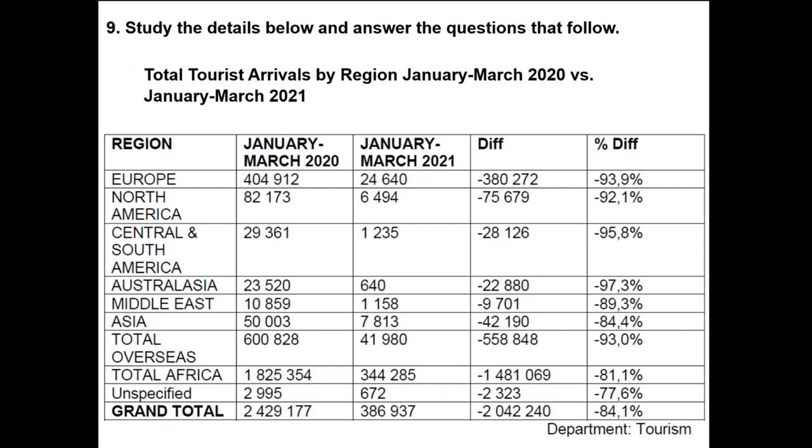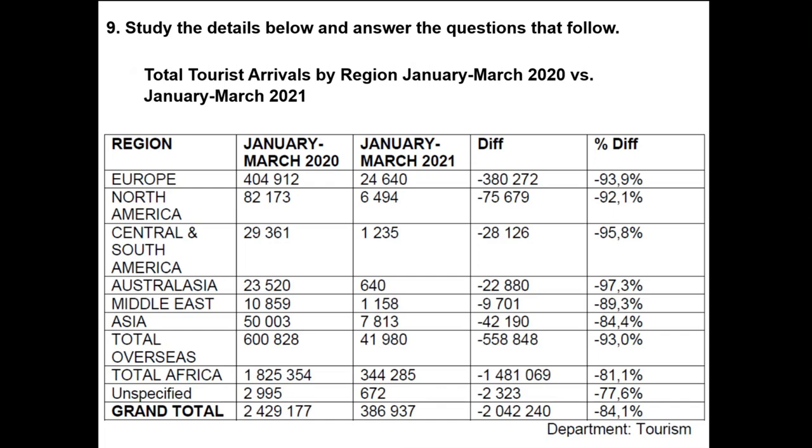And then there are some unspecified, so it could be some other countries or islands that were visited, and the grand total. So the second last column is the difference between 2020 for the same period and 2021. Okay, so all of them have a minus sign in front of them, which says that there was a decrease in tourism. And then the last column, we have that difference in percentage format, okay? So the following questions are based on this table.